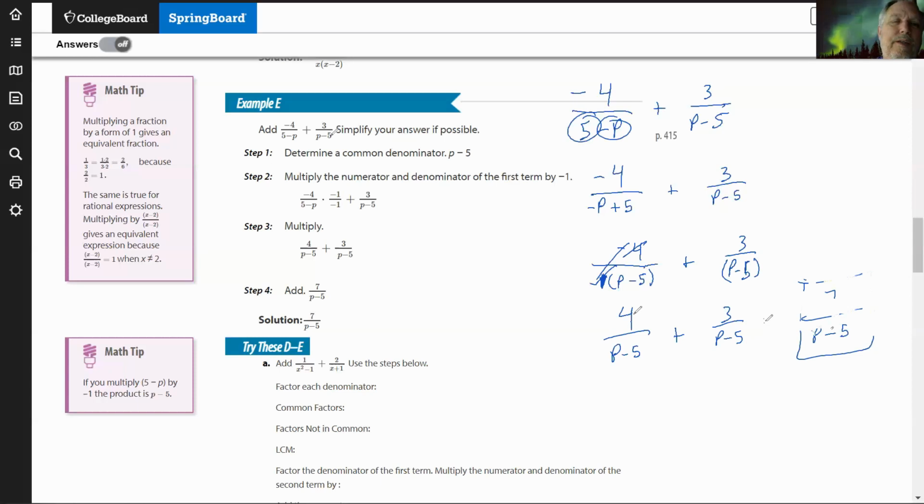Now, recall we did a lesson earlier in this activity talking about how to put these in standard form. And that's kind of what we did here by factoring out the negative 1. And then we were able to notice we have a negative over negative, which made it positive.